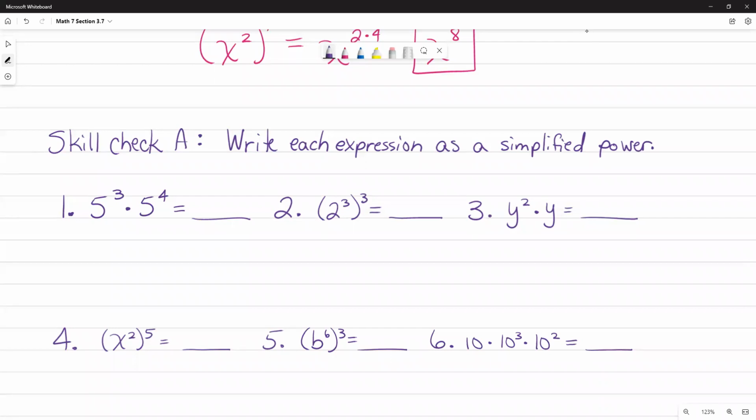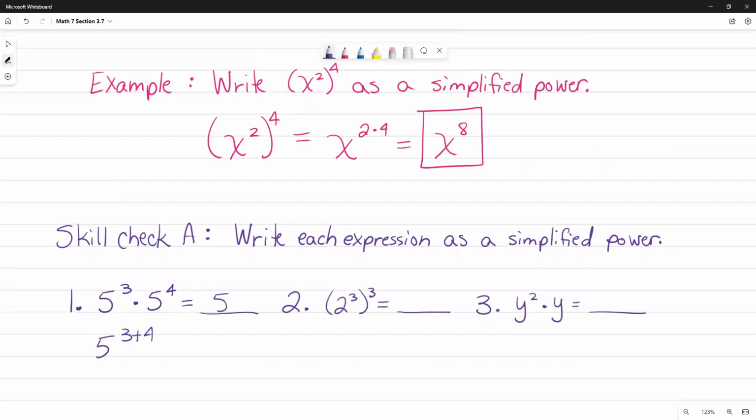Okay, so 5 cubed times 5 to the power of 4. Do we have the same base? Yes. So what do we do with those exponents? We add them, 3 plus 4. So that gives us 5 to the power of 7.